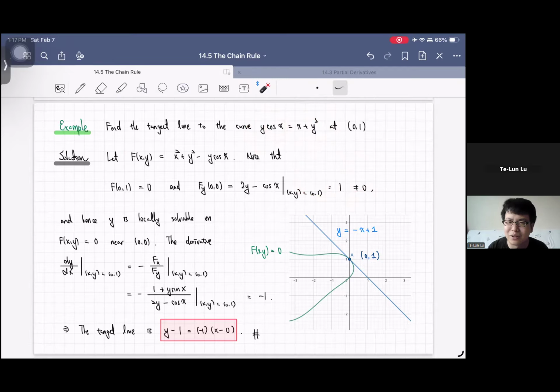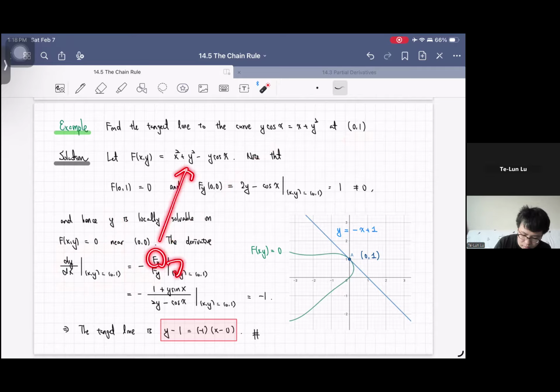Technically you can, because this is a quadratic equation, but it'll be highly complicated. If I put something like this, then it'll be not trivial. But anyway, we can verify that at that point, f(0,1) is actually 0, meaning that this point is on this curve, and that the differentiation with respect to y is non-zero at the point (0, 1). So by the implicit function theorem, y is locally solvable, or y is basically some function of x near the point (0, 1).